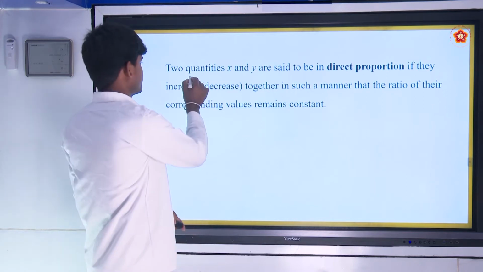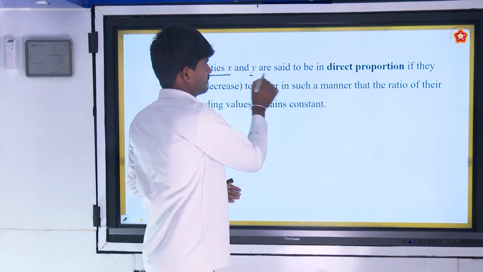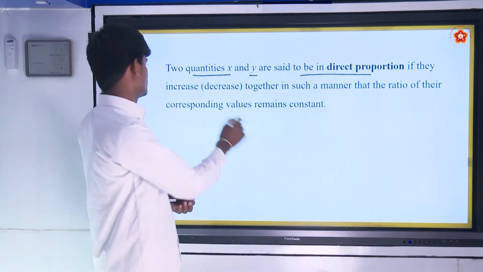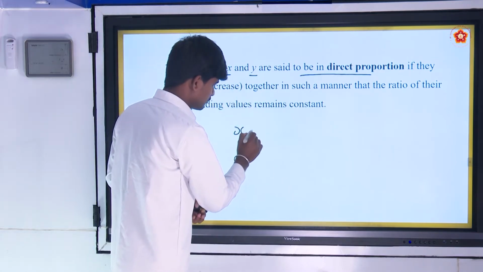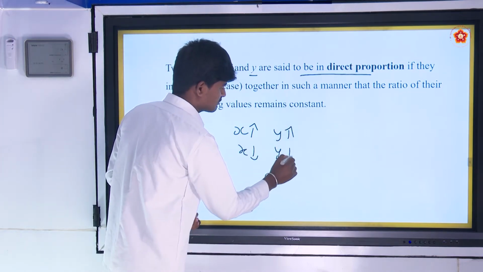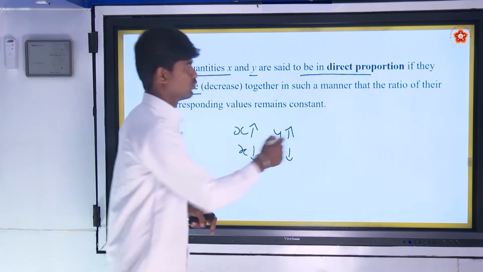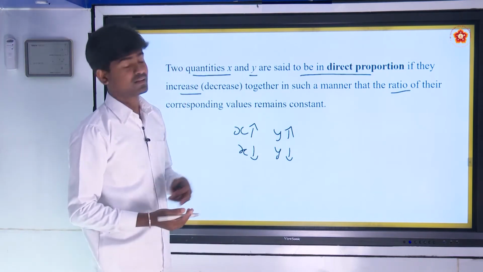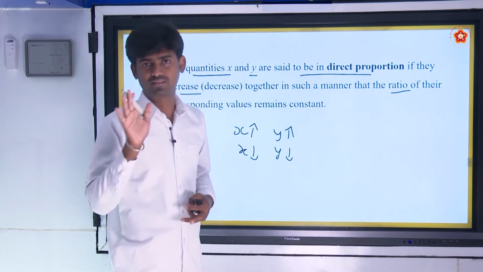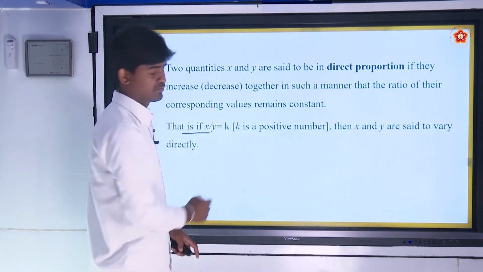See, take two quantities, x and y. They are said to be in direct proportion when, if one quantity increases, the other quantity also increases, and if one decreases, the other also decreases. Together in such a manner that, and this is very very important, the ratio of their corresponding values remains constant, that is, x by y is equal to a constant. That is the thing. x by y is equal to k.